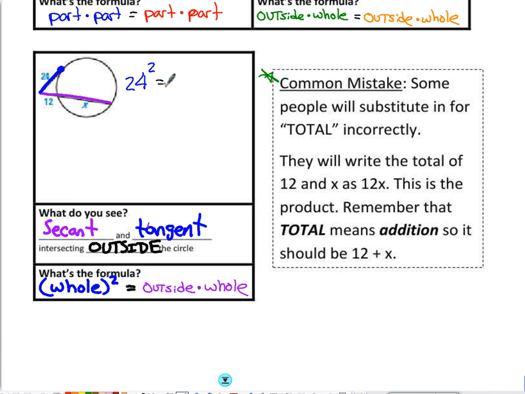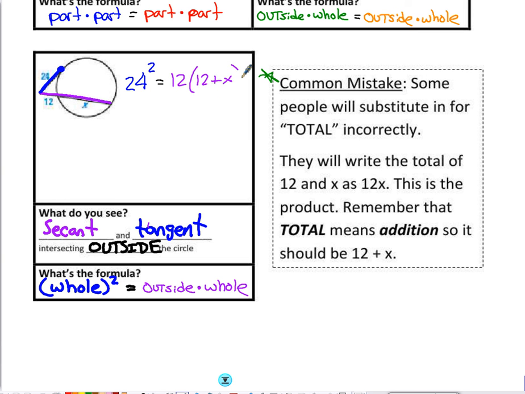On the purple line, what's the outside number? 12. And the inside number is going to be x. So is it 12 times x? It's got to be x plus 12. Don't make that common mistake of multiplying the 12 and the x. It's x plus 12 or 12 plus x. Does it matter which way I write that sum? No, because sums are commutative. It doesn't matter which way I write those two numbers.